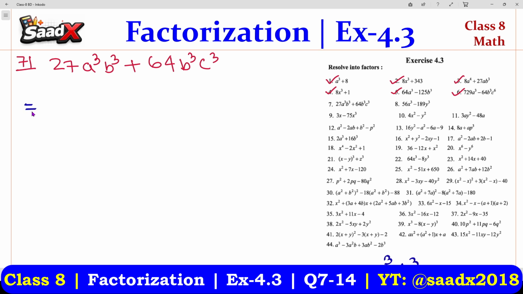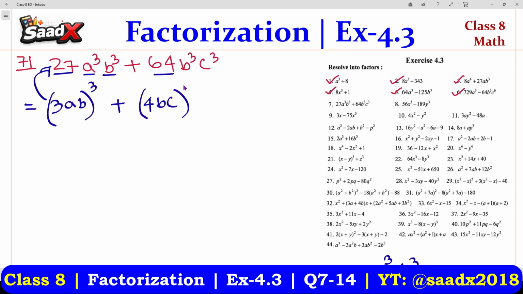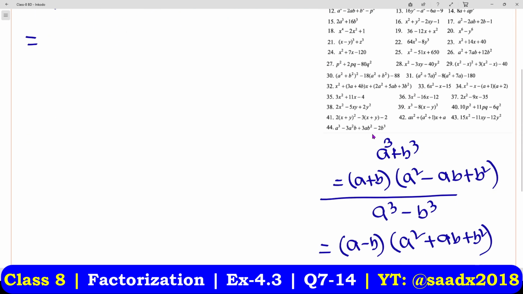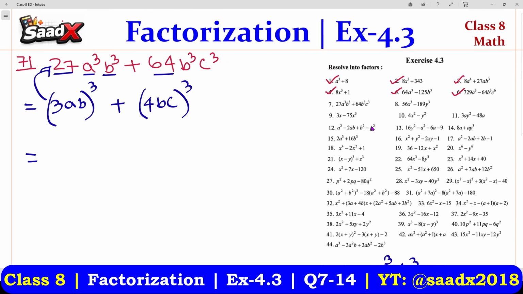So carefully think, this 27, here is a 3, a cube against this one is a b cube, here is a b, then whole cube. It's similar to this one, plus against 64, here is a 4, then b, then c, and now whole cube. So we know the law, which is a³ + b³. It means (a + b)(a² − ab + b²).